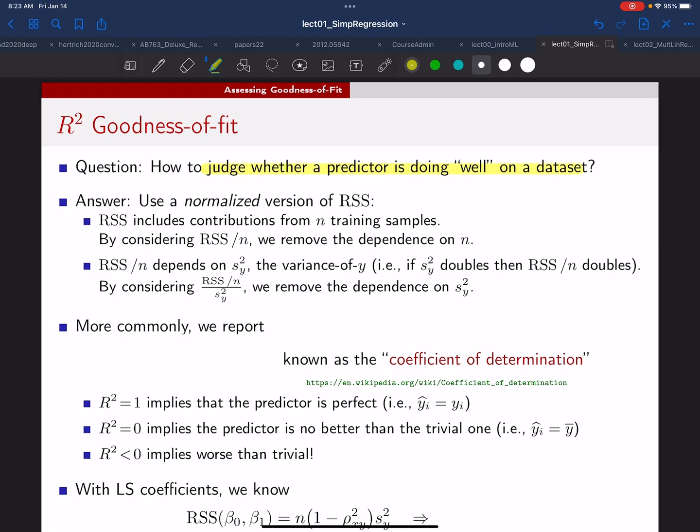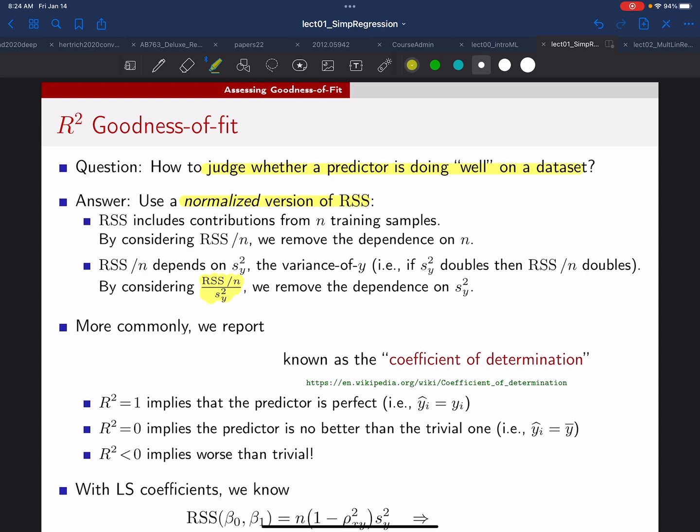In a nutshell, we're going to use a normalized version of RSS. As we talked about before, RSS scales with the number of samples, and it also scales with the variance of y. Both of those things hinder our ability to interpret RSS. So if we divide RSS by n, this normalized RSS is no longer a function of n, and it doesn't depend on how big our data set is. That's useful. Similarly, if we take that normalized quantity and also divide by the variance of y, we get a new quantity which is not dependent on the scale of y nor on the number of samples. And this final normalized RSS is very interpretable.